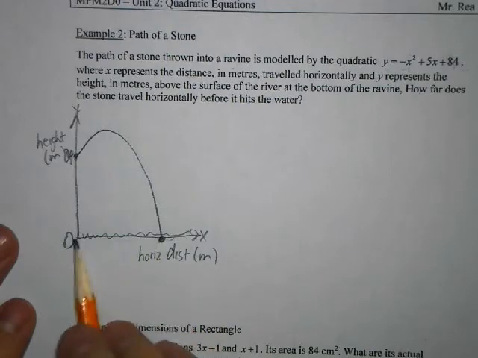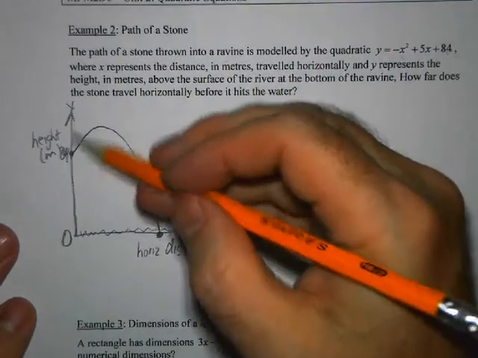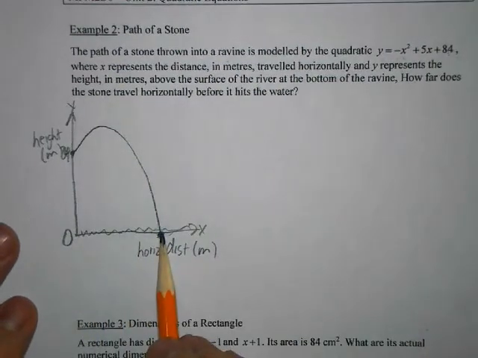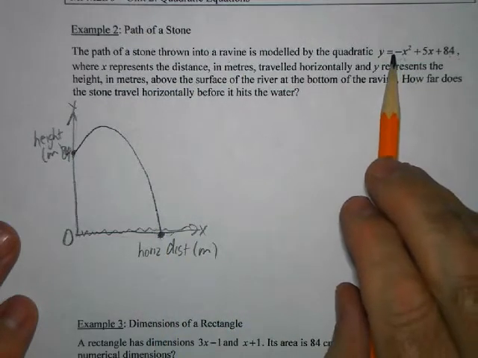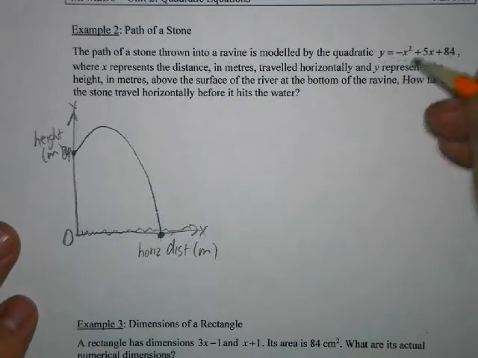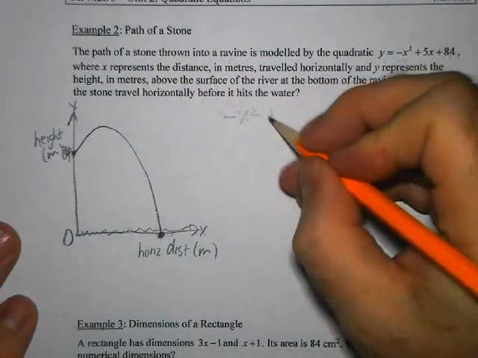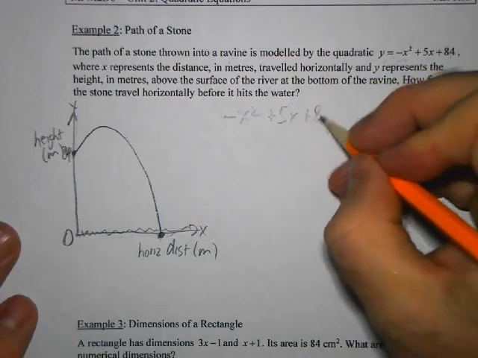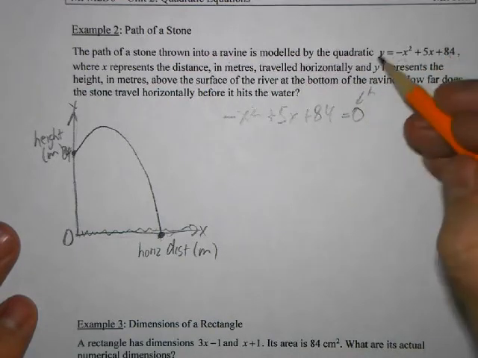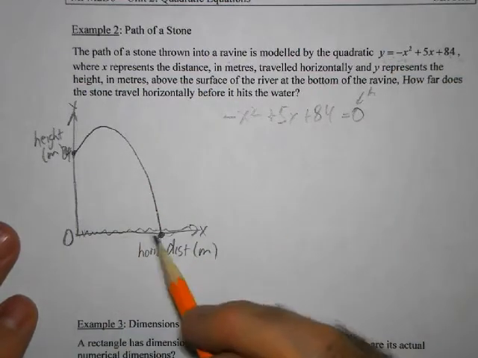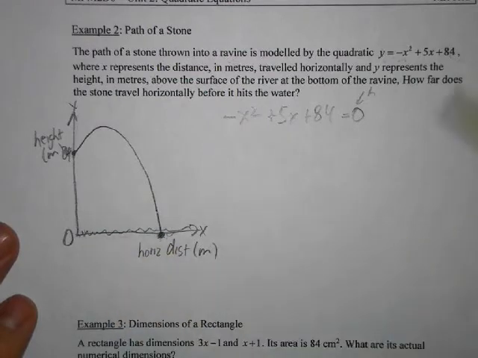Okay, so when you want to find that point, what do you know about this point? Well, you know that the height of that stone at that point is 0. So this is like an x-intercept. So I'm going to take that equation and set it equal to 0. I'm just going to turn it around. So I got -x squared + 5x + 84 = 0. So this is the height. I set the y value to 0 because I want to solve for the x value here, which tells me how far horizontally the stone went.